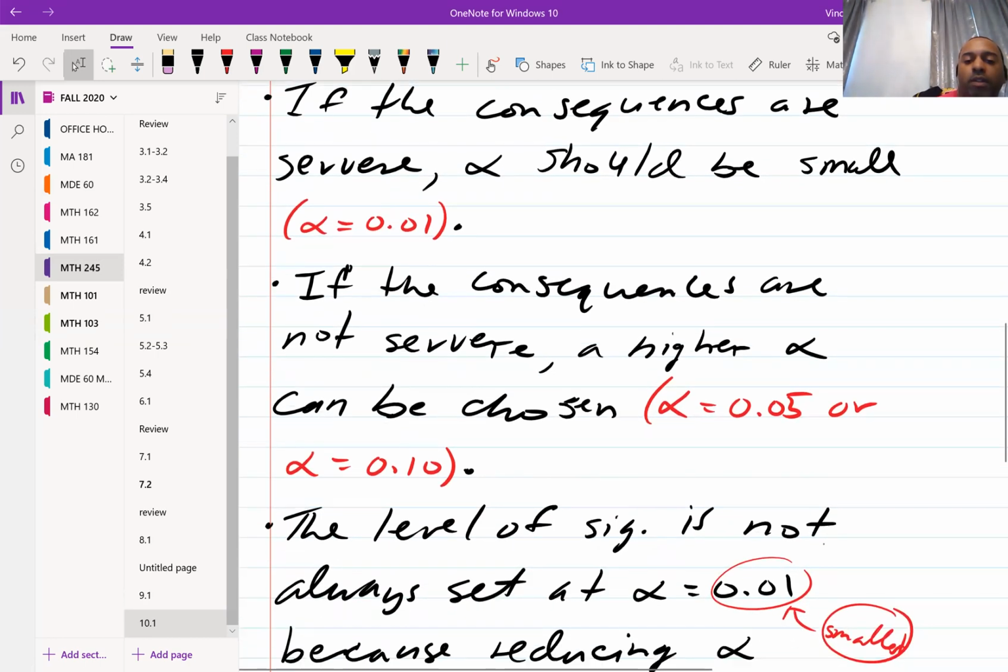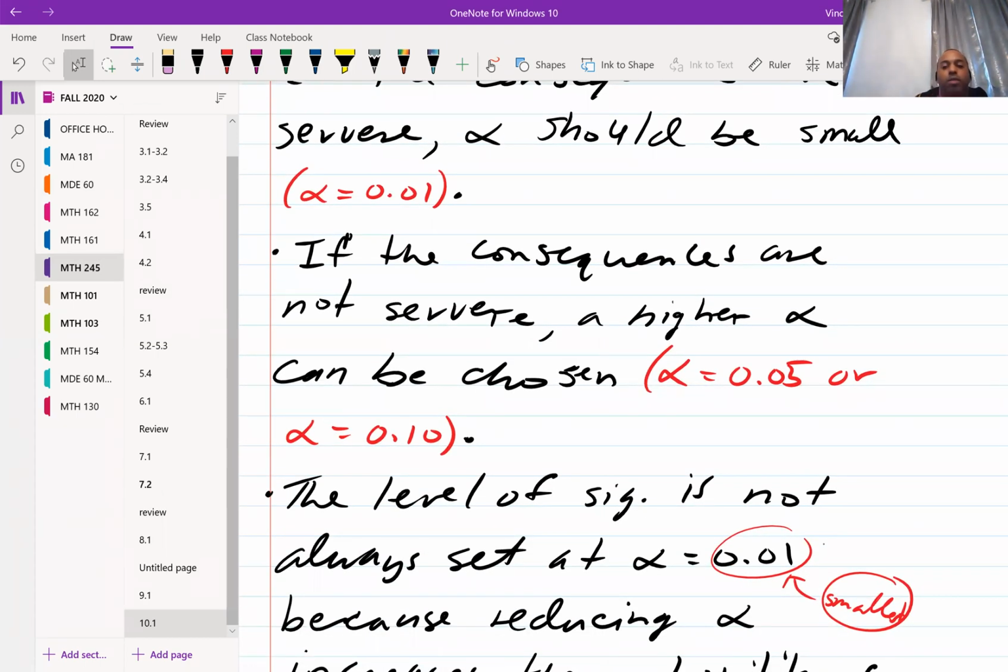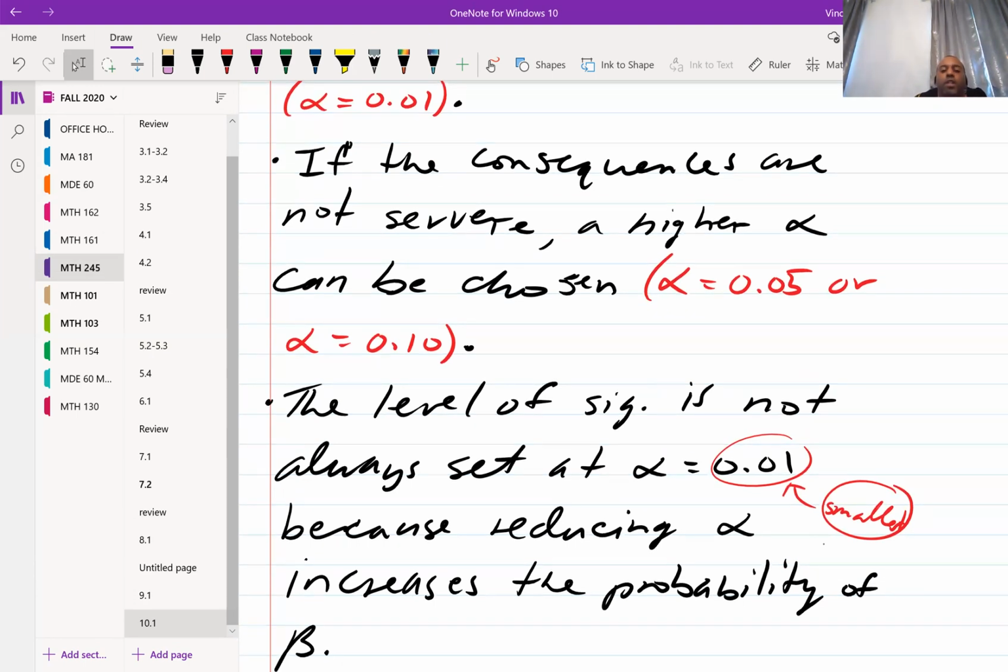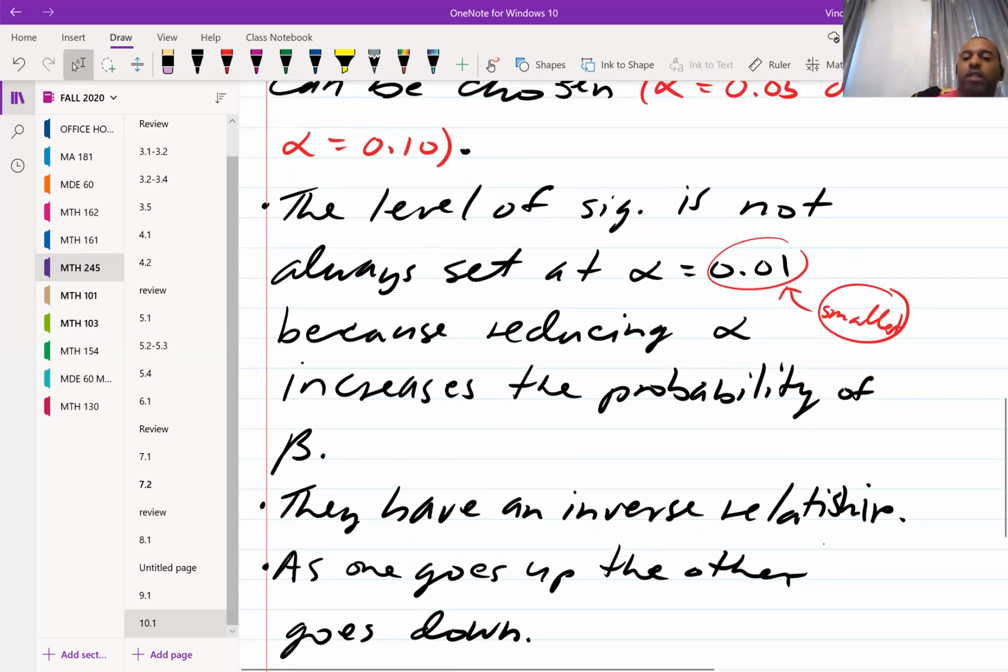All right, so the level of significance is not always set at the smallest, 0.01, because reducing alpha increases the probability of beta. So just got to count the costs, which one matters the most to you, whether it's the probability of having a type 1 error or the probability of having a type 2 error. And that's because they have an inverse relationship. As one goes up, the other one goes down.